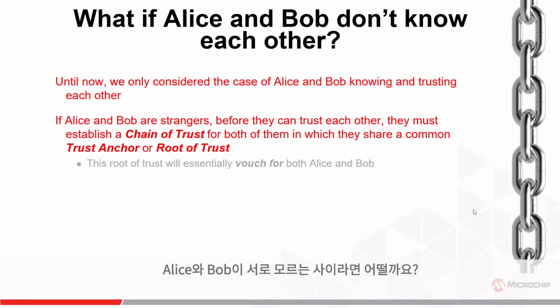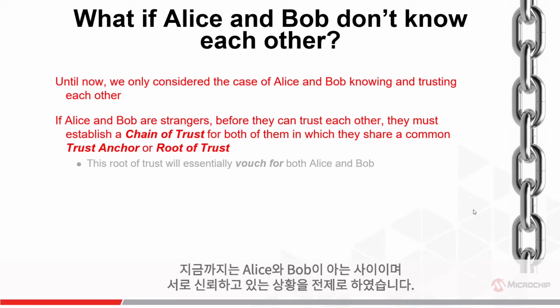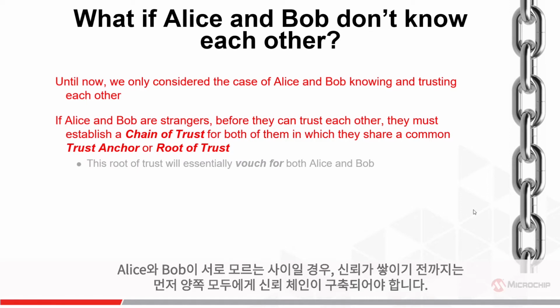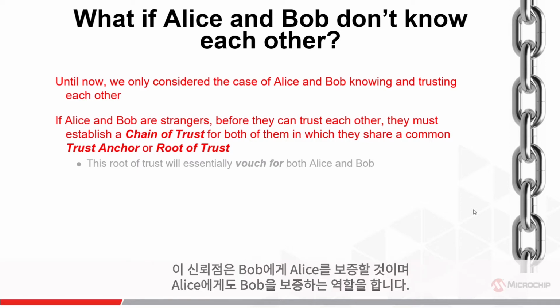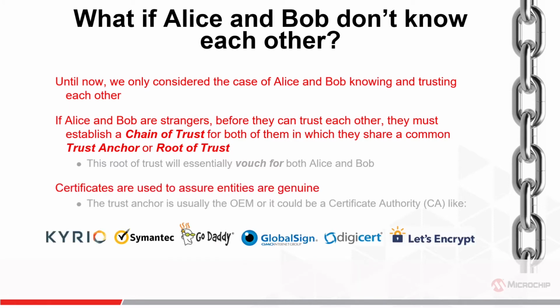What if Alice and Bob don't know each other? Until now, we only considered the case of Alice and Bob knowing and trusting each other. If Alice and Bob are strangers, before they can trust each other, they must establish a chain of trust for both of them in which they share a common trust anchor or root of trust.